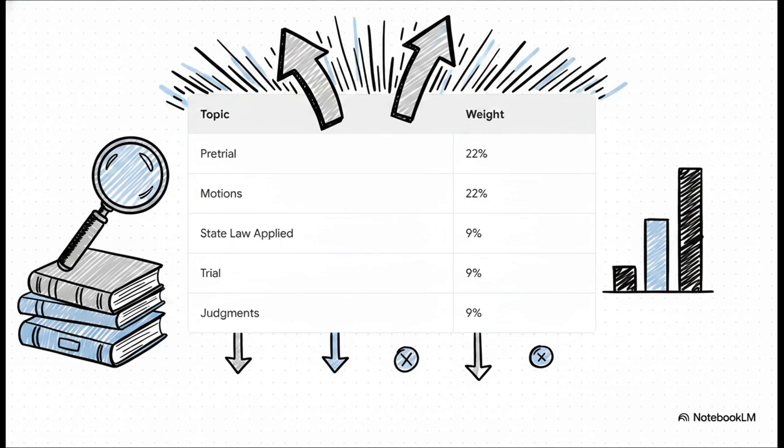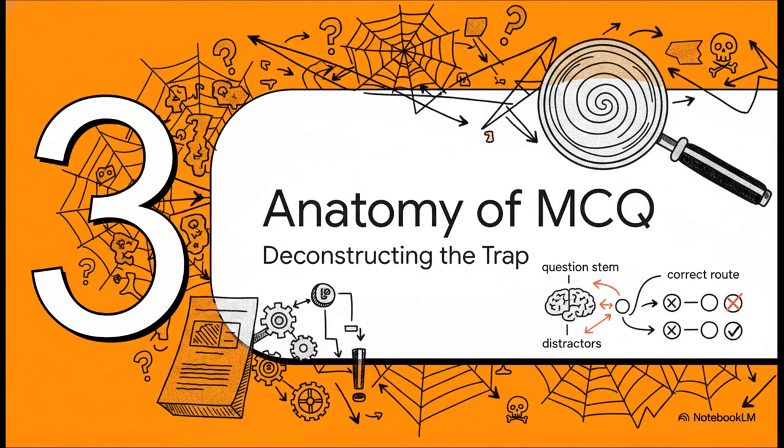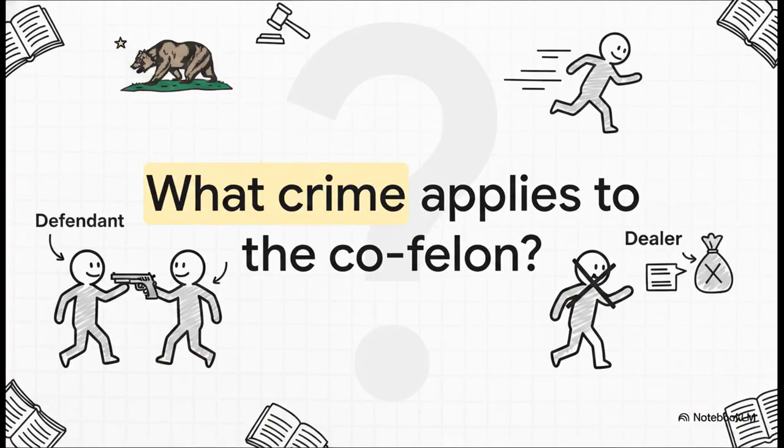All right, Section 3, Anatomy of a Bar MCQ, Deconstructing the Trap. Now that we've nailed down those macro high-yield areas, let's pivot to our micro strategy and dissect the actual anatomy of a test question to see exactly how they try to trick you. Let's look at question 8 straight out of the guide.